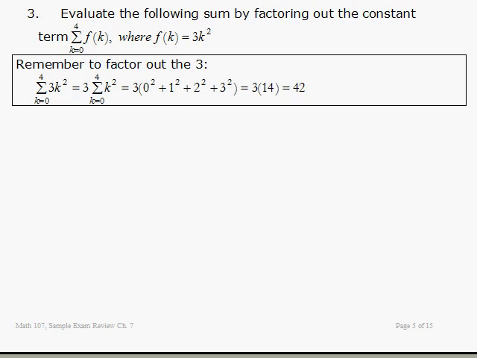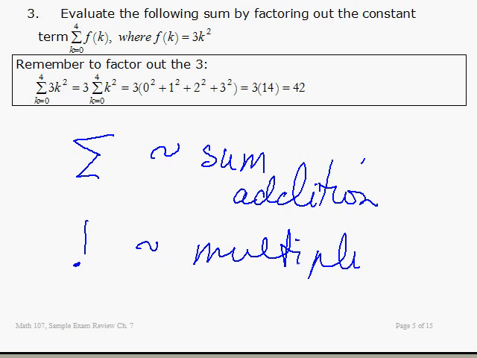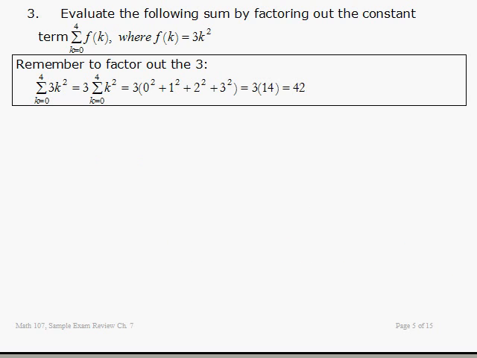For the sigma notation, sigma is for sum or addition. And the factorial that we were looking at a minute ago has to do with multiplication. With the sigma notation, there's certain rules.